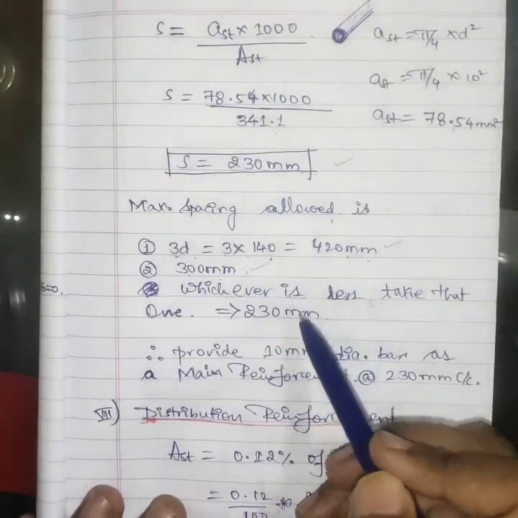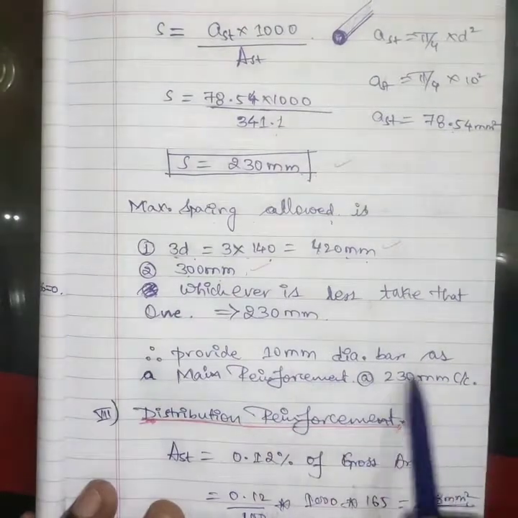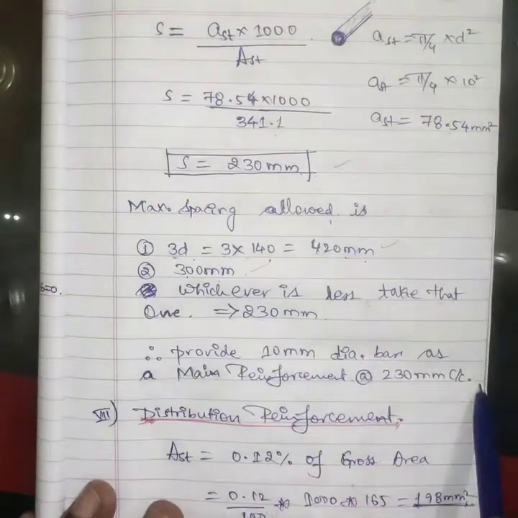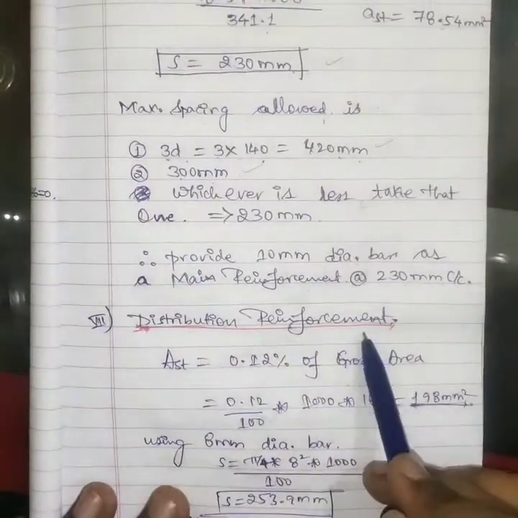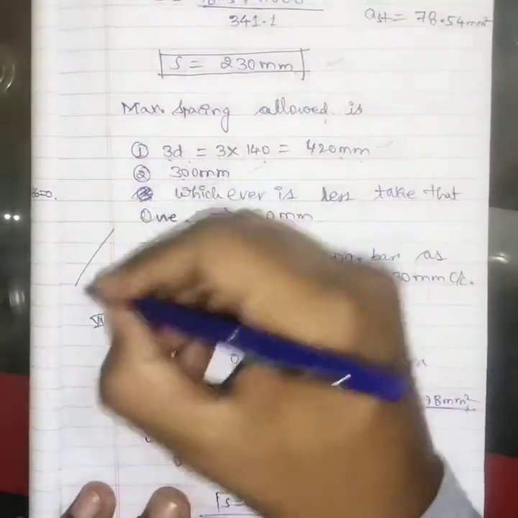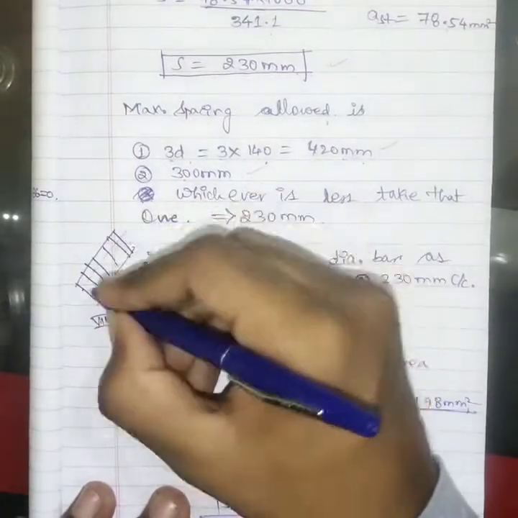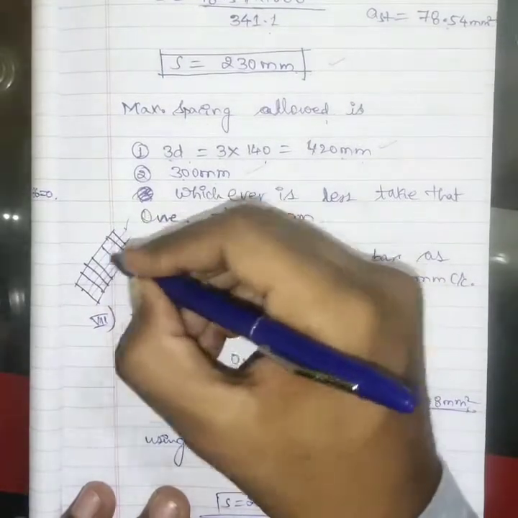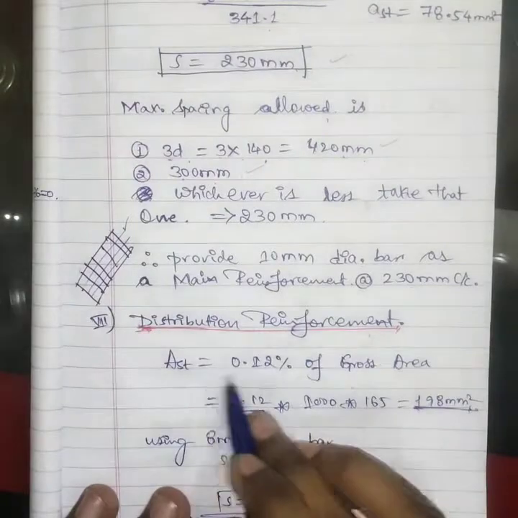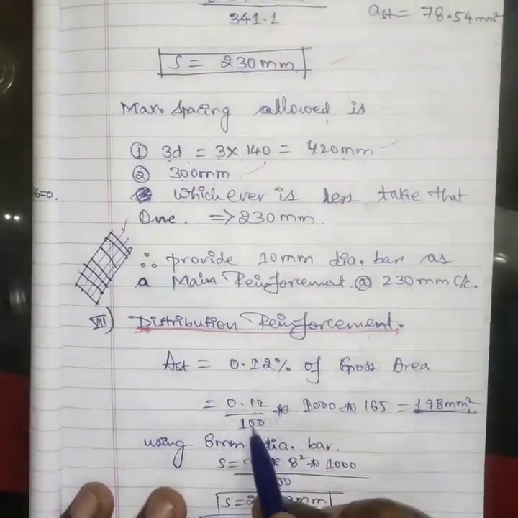Distribution reinforcement. We have got the main reinforcement, but for the distribution reinforcement, the formula is AST is equal to 0.12% of gross area, that is 0.12 divided by 100 into 1000 into D. B is 1000 and effective depth is 165. So we get 198.